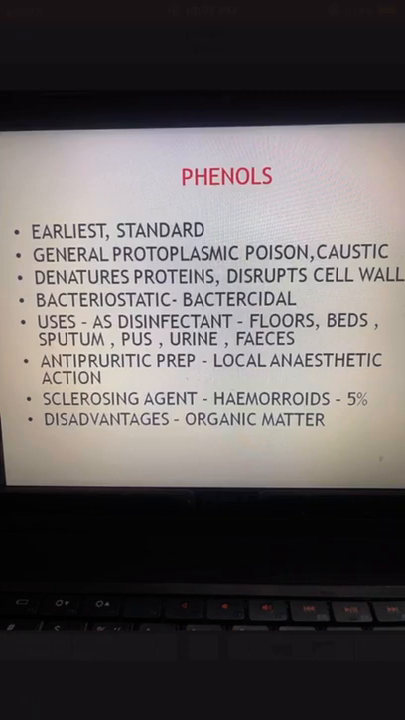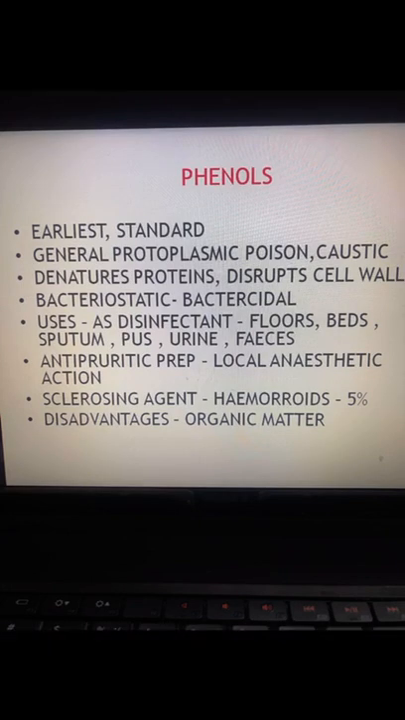So first, coming to the phenols in the classification, we have the first drugs in the classification, that includes the phenols. Phenols are the earliest amongst the earliest and standard drugs available, and as for their mechanism of action, they are considered to be general protoplasmic poison, and they are very caustic, and they denature the proteins and disrupt the cell wall, and they can lyse the inoculum, and they can be bacteriostatic or bactericidal. That is, they can interfere with the multiplication of the bacteria, or they can kill the bacteria.